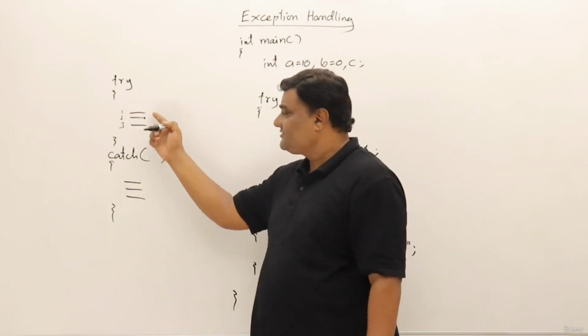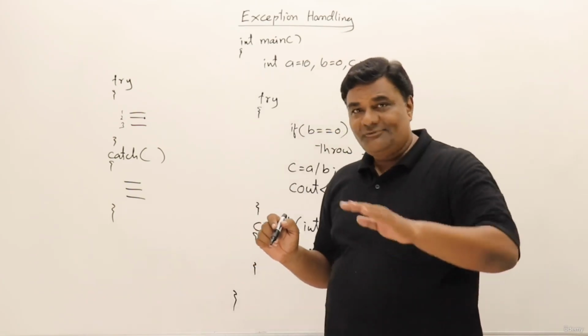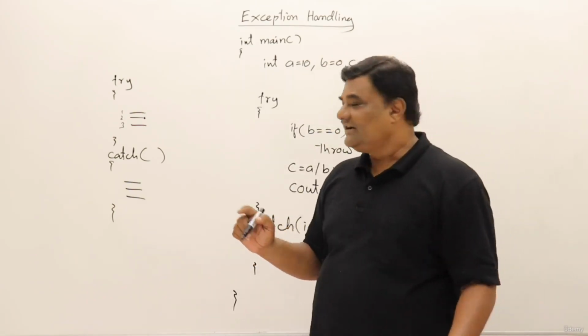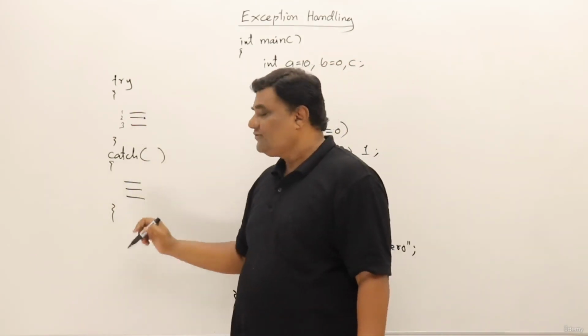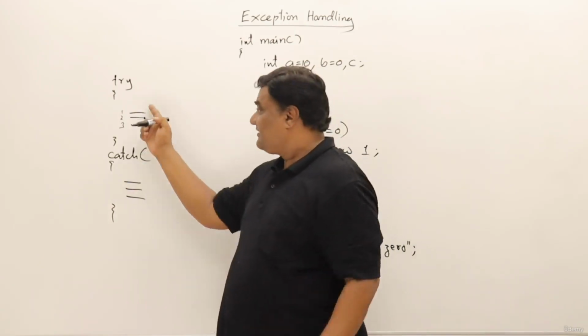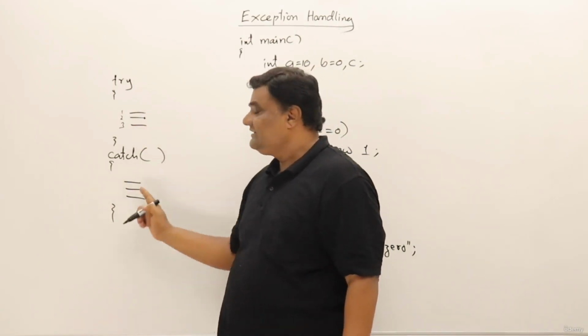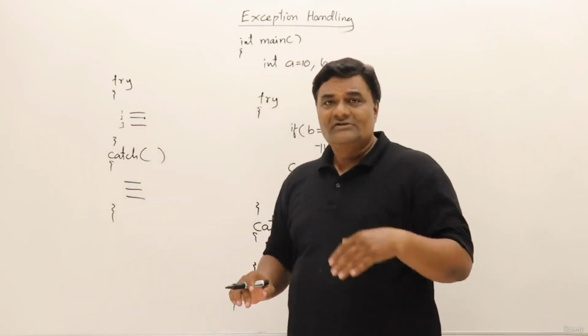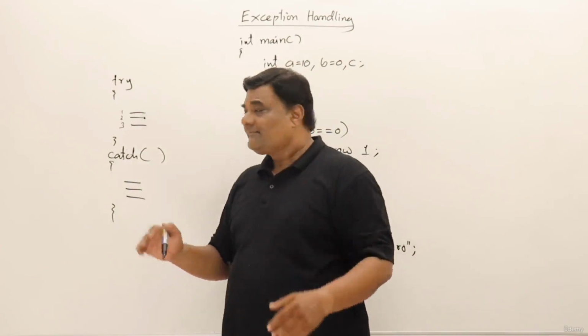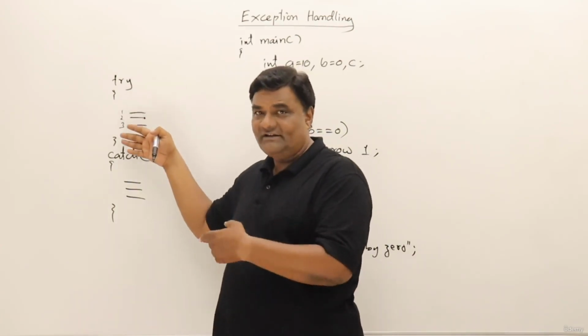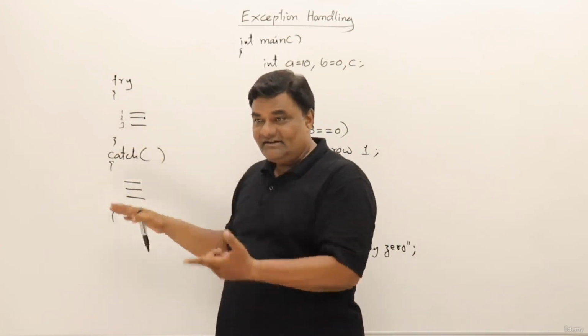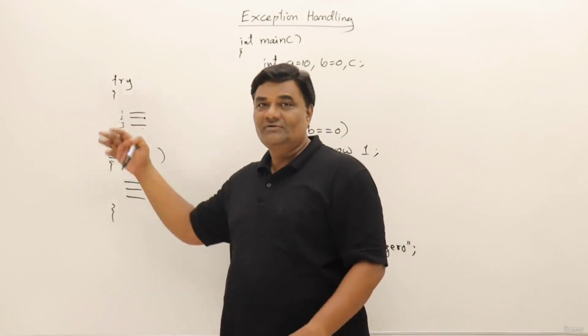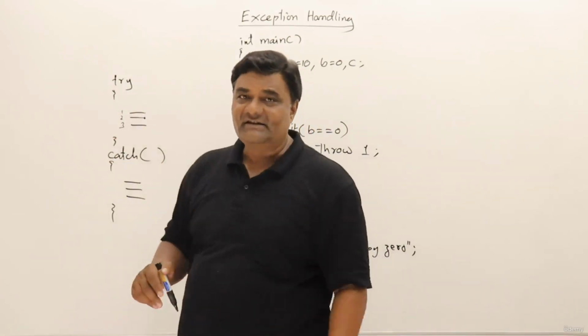So it depends in which line there is an error, right? Up to there, the statements will be executed. If there is an error, then it will jump to catch block. And if there are no errors inside try block, then catch block will not execute. So it is more like if and else. If there is no error, then execute this whole thing. If there is an error, then jump to catch block. So if and else, it is just like that.